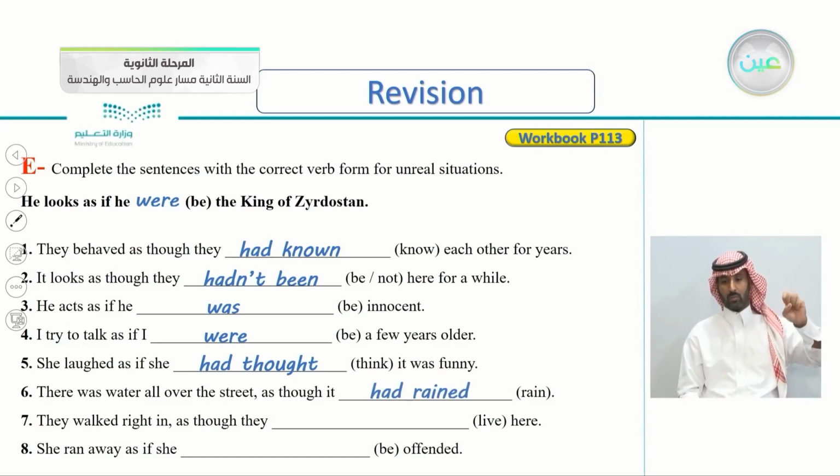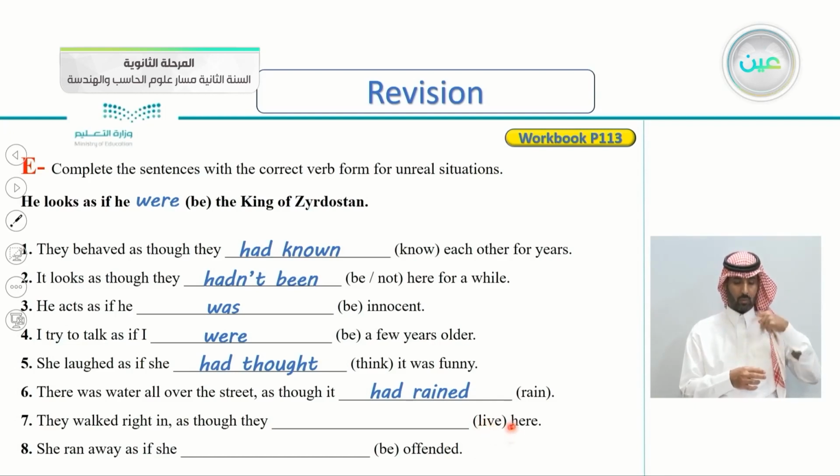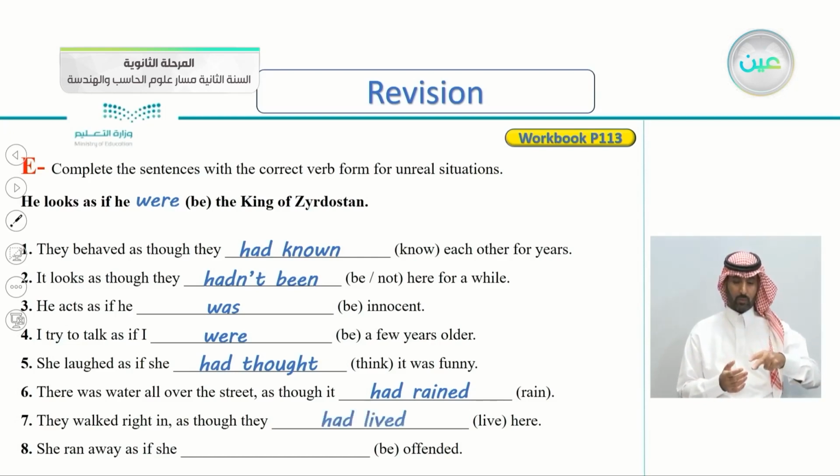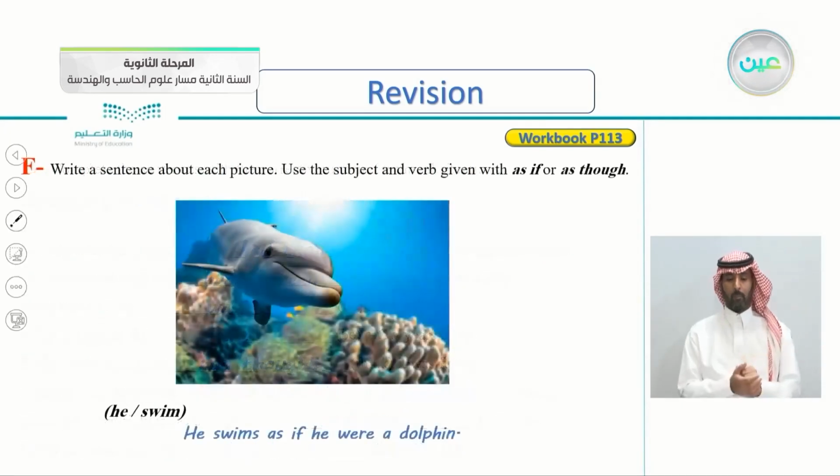Did it rain? No. Number 7, they walked right in, as though they live here. So the verb is live. So they walked right in as though they had lived here. Number 8, she ran away as if she be offended. So she ran away as if she, and verb is be here. Yes, as if she had been offended. Very good.